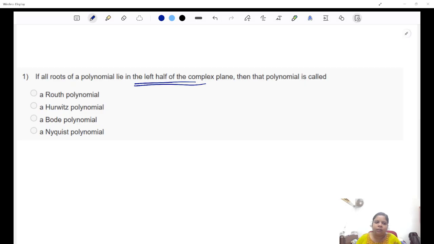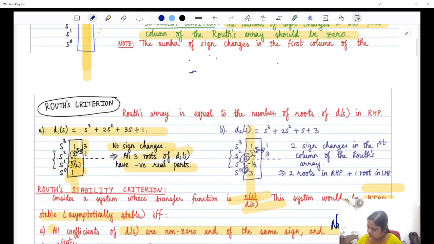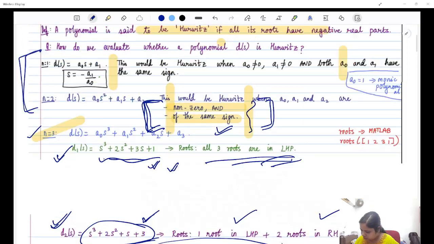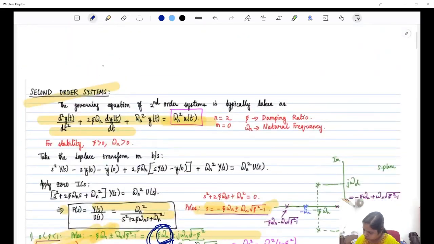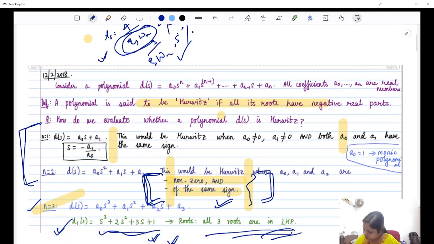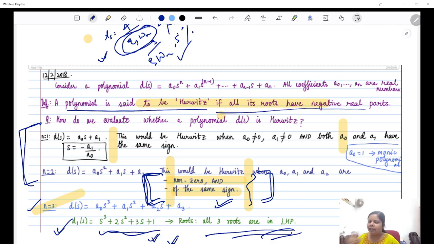Routh-Hurwitz polynomial. Right. It's called a Hurwitz polynomial. And the whole story today is going to be based on this only, all the questions and everything. Then why is it not a Routh polynomial? It's not called Routh, right? Because we studied in the definition here. Okay. A polynomial is said to be Hurwitz if all its roots have negative real parts.